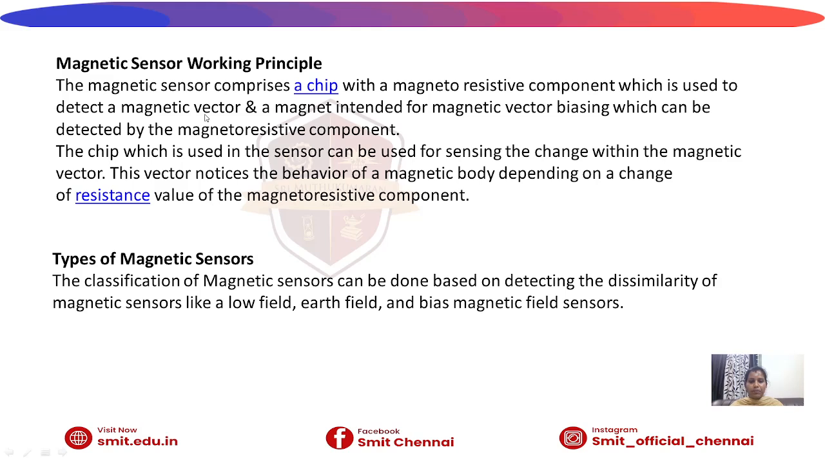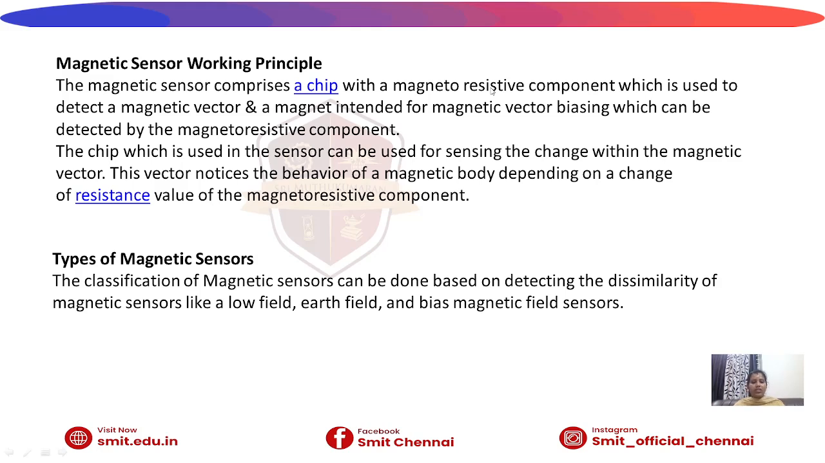The magnetic sensor comprises a chip with a magnetoresistive component. Actually it is a chip that has the magnetoresistive component, which is used to detect a magnetic vector. If any change occurs in the magnetic vector detected by the magnetoresistive component, then its resistance will change. So the chip used in a sensor can sense the change within the magnetic vector, noticing the behavior of a magnetic body depending on the change of the resistance value of the magnetoresistive component.